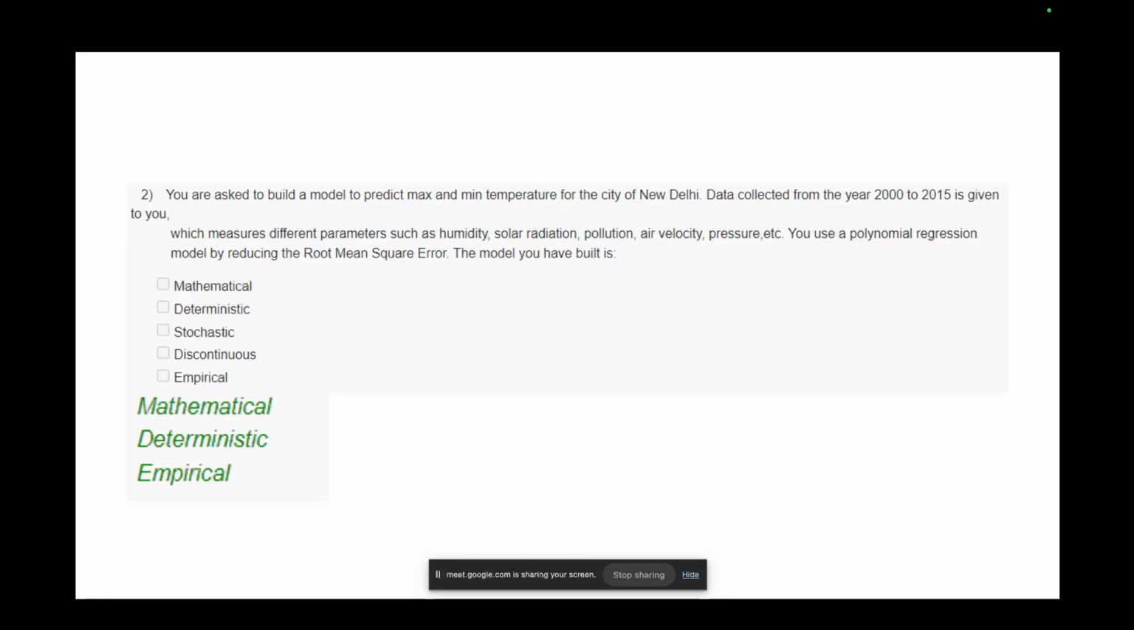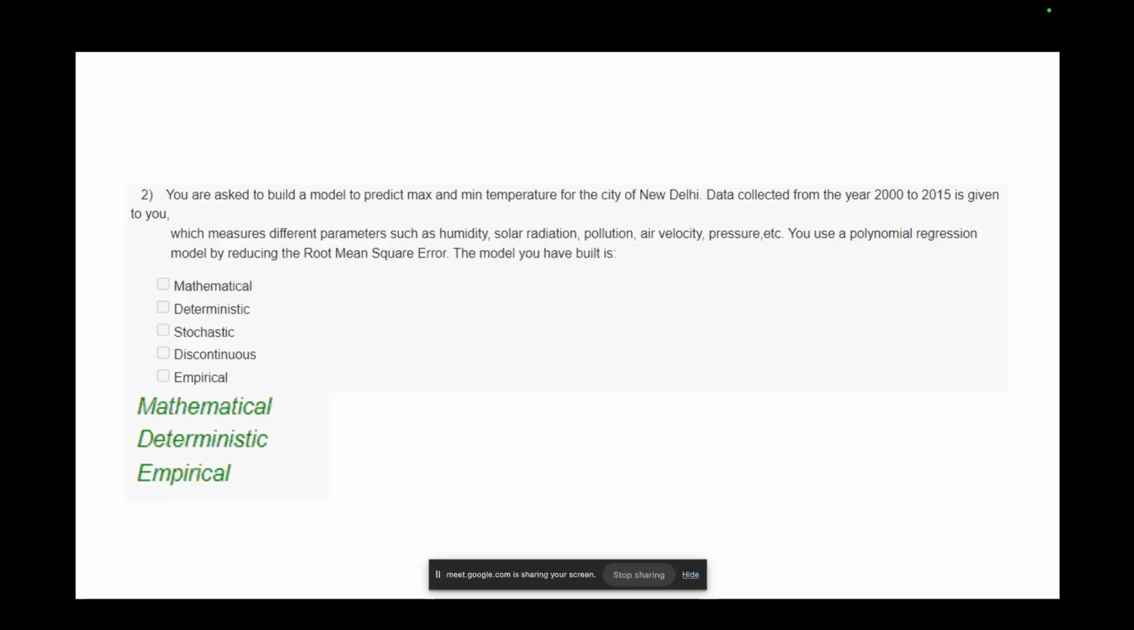You're asked to make a model to predict the temperature of a particular city, and you have been given data for 15 years. It has measured different parameters, which include humidity, air velocity, pressure, etc. And you are using a polynomial regression model, and you are optimizing it using RMSE. So firstly, the model that you build is mathematical.